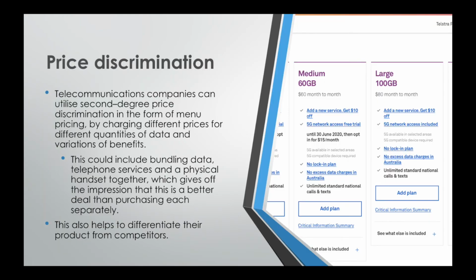Telecommunications companies can utilize second-degree price discrimination in the form of menu pricing, by charging different prices for different quantities of data and variations of benefits. This could include bundling data, telephone services, and a physical handset together, which gives off the impression that this is a better deal than purchasing separately. This also helps to differentiate their product from competitors.